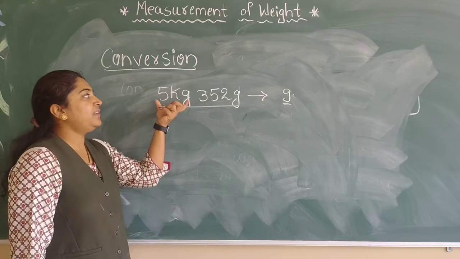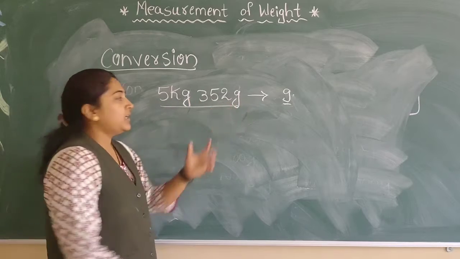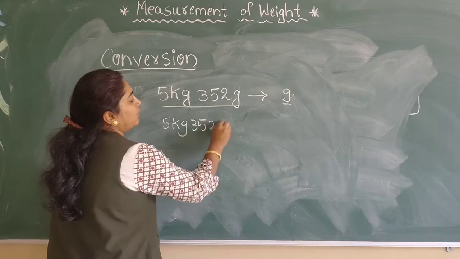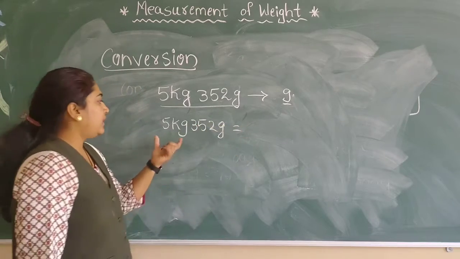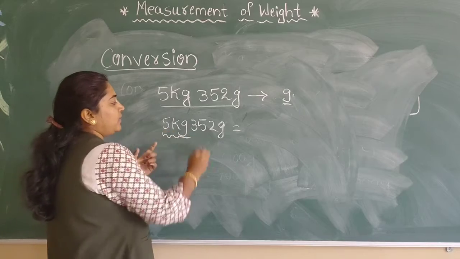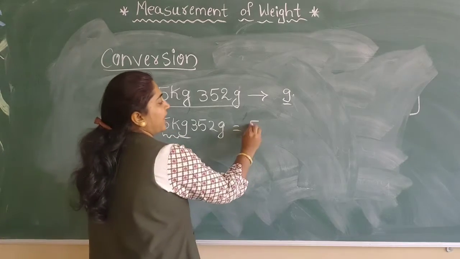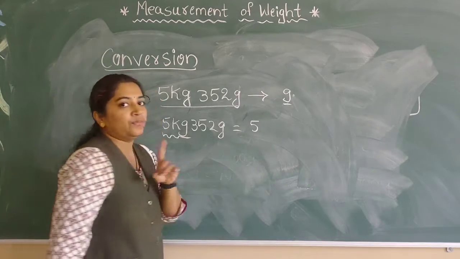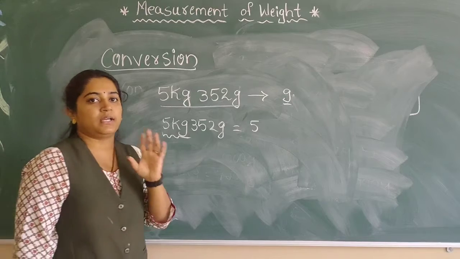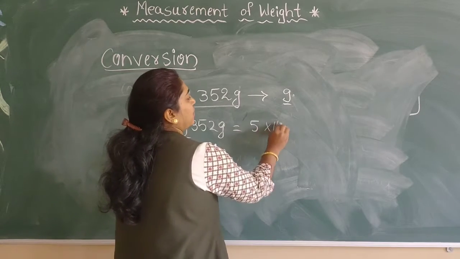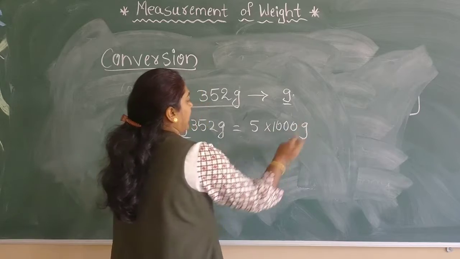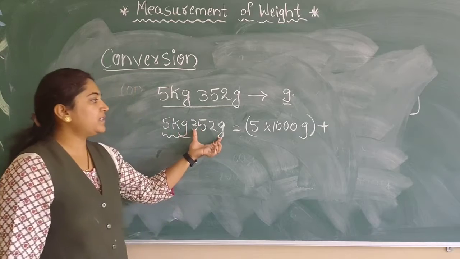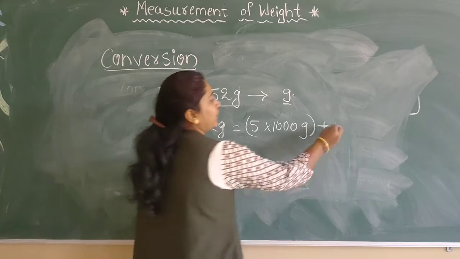First you have to convert 5 kg into gram. How will I calculate now? 5 kg 352 gram is equal to, now first value is what? First value is 5 kg. So 5 kg, how will I convert it to gram? 5 into 1000. Why? 1 kg is equal to 1000 gram. 5 into 1000 gram plus, okay, plus how many gram is it? 352 gram.